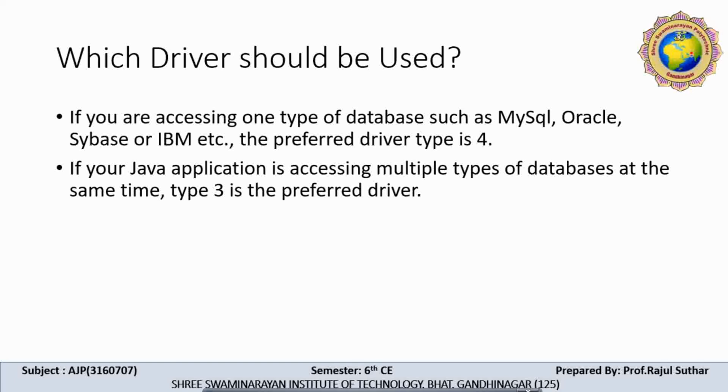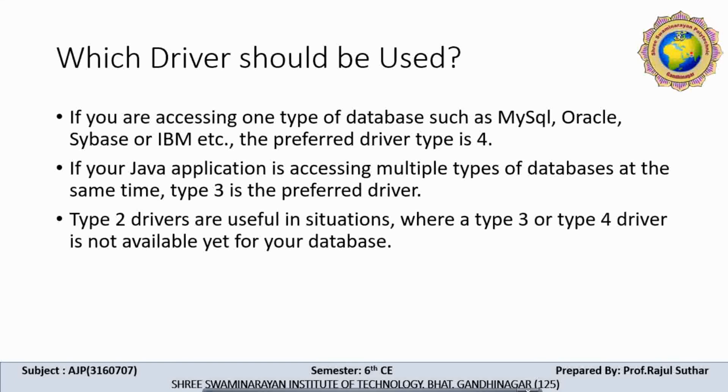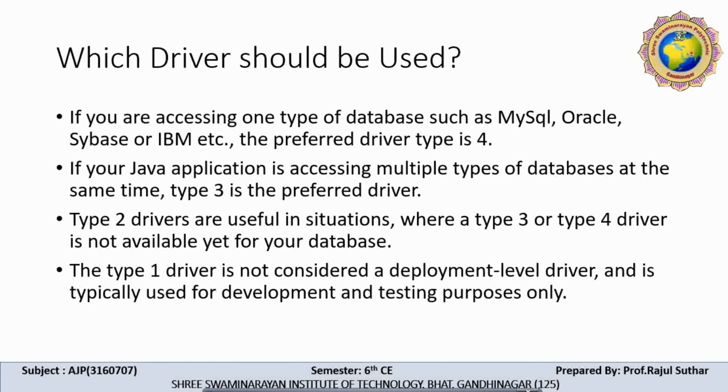type 3 is the preferred driver, because type 3 covers the middleware server. Type 2 drivers are useful in situations where type 3 or type 4 driver is not available yet for your database. The type 1 driver is not considered a development level driver and is typically used for development and testing purposes only. While we are using a simple application like a desktop application or simple program, the type 1 driver is preferred. Type 2 driver is not used at all.